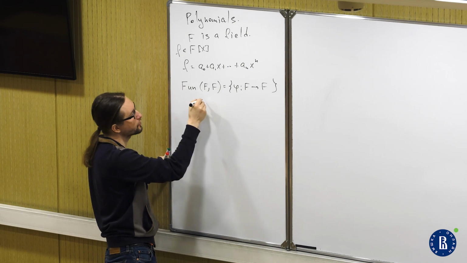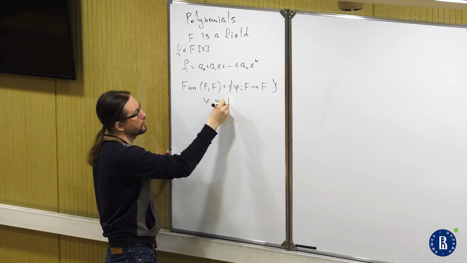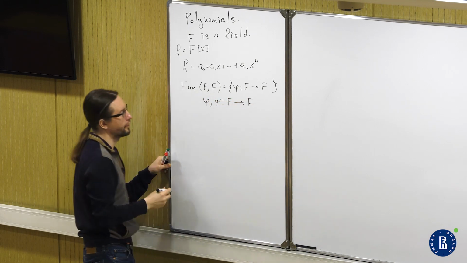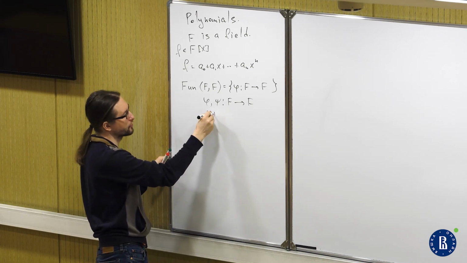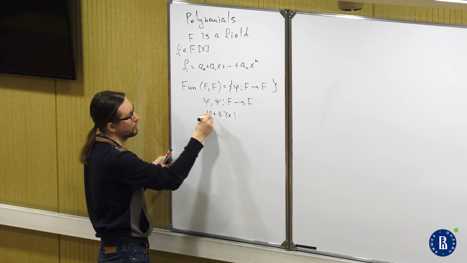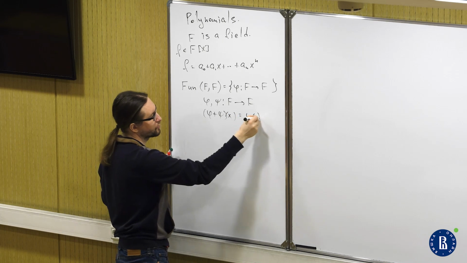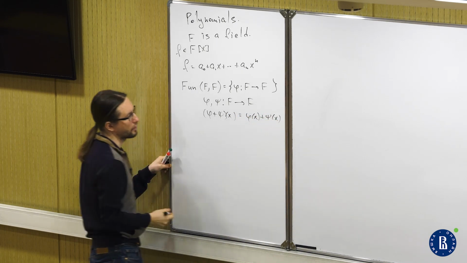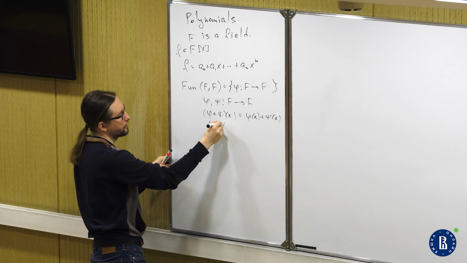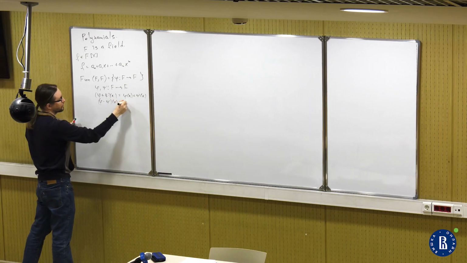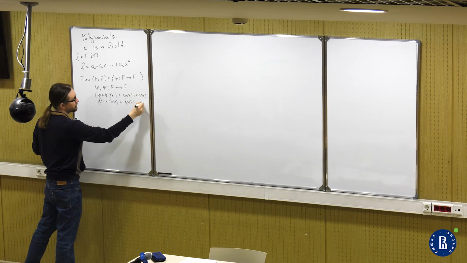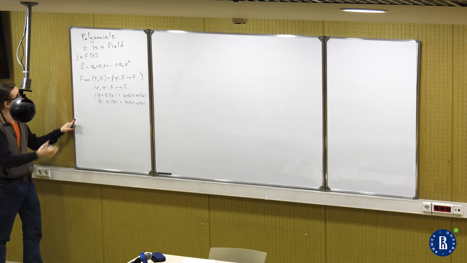So if we have two functions, phi and psi, then what is the sum of the functions? Well, the sum of the functions, by definition, acts like this, and the product of the functions acts like this. This is just by definition. So this is also a ring.